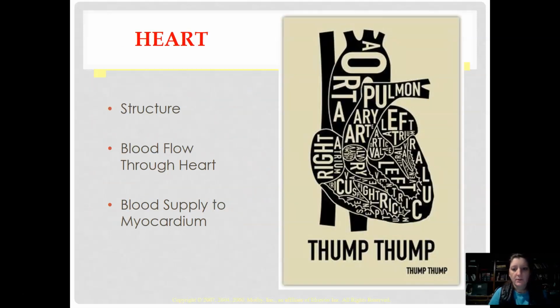So these are some things that we're going to talk about today: the structure, the blood flow through the heart, how does the blood that's going to the brain and the body flow through the heart and through the lungs. And then we'll talk about how does the heart muscle itself get blood.